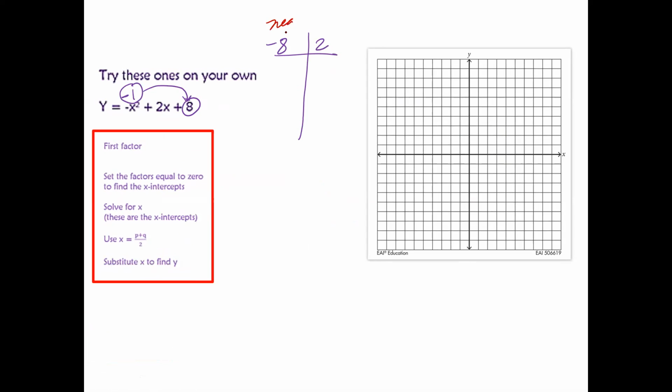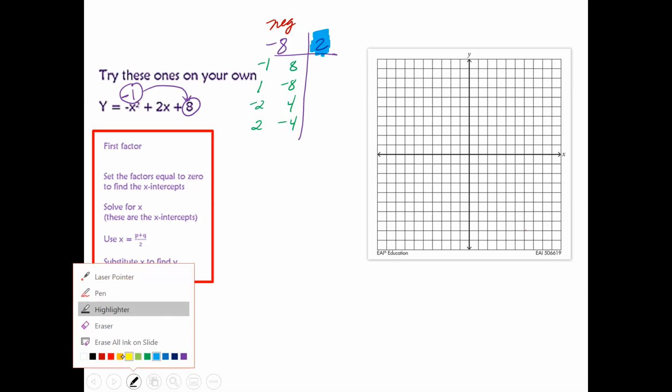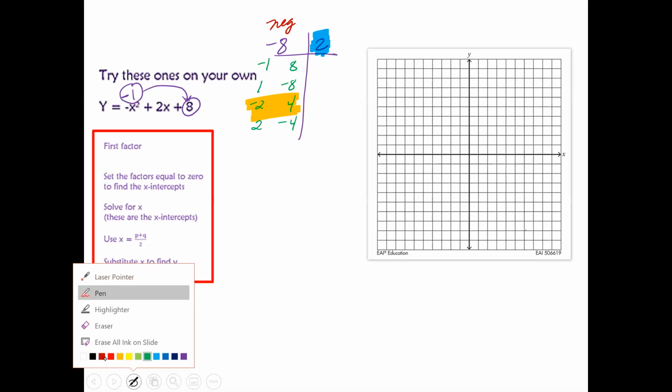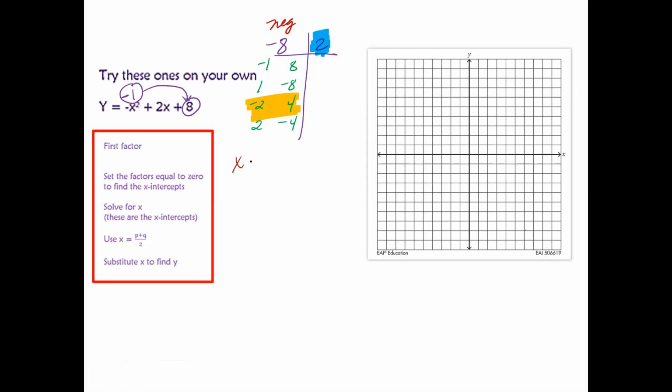Well, given the fact that you have a negative number, you're going to look for negative numbers for factors of negative 8. Negative 1, positive 8, positive 1, negative 8, negative 2, 4, positive 2, negative 4. Those are your pairs. Now, which one of these gives you a positive 2? Yep, you got it. It is going to be the negative 2 and the positive 4. So then my temporary answer, and I say temporary because it is temporary, is x minus 2 and x plus 4.